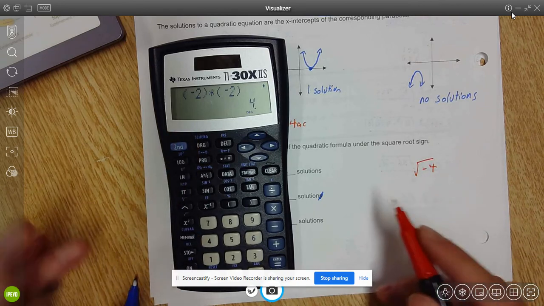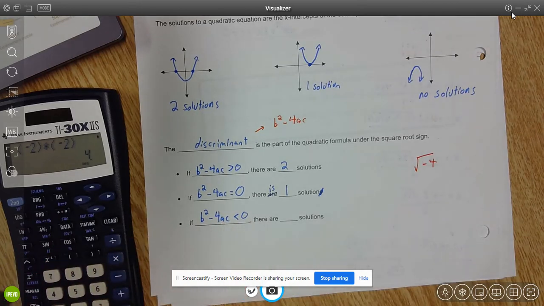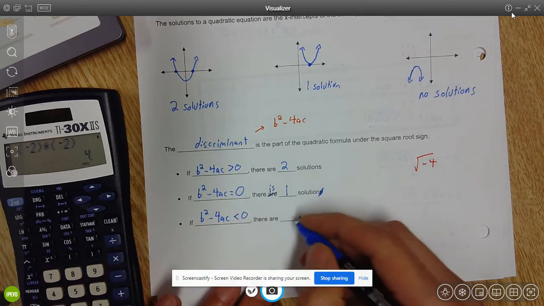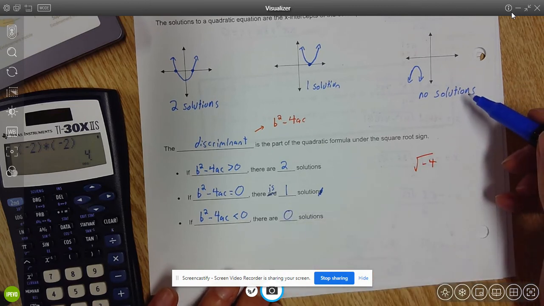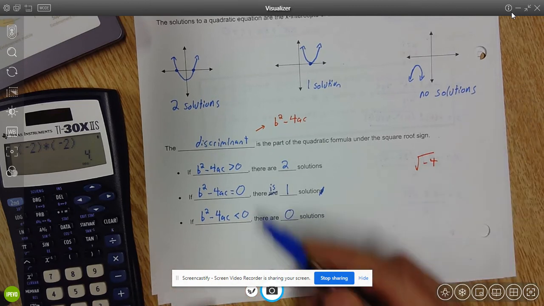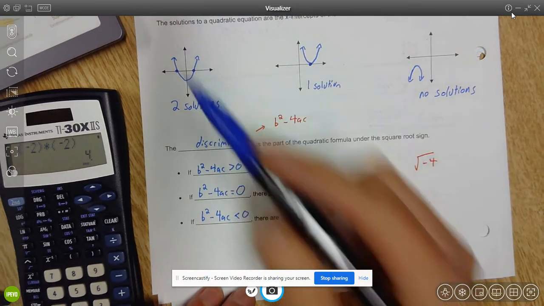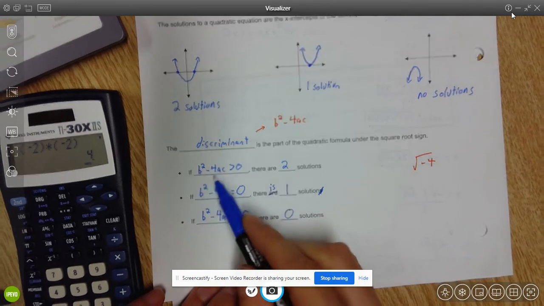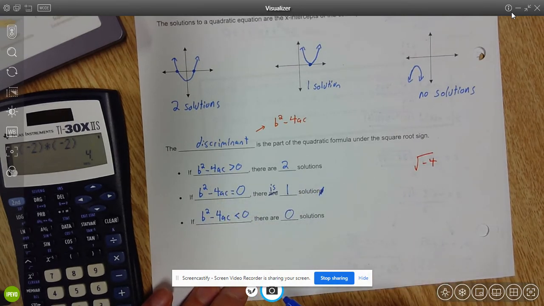So if you ever get a negative under the square root sign, which means a negative discriminant, your calculator is going to give you an error because there are no solutions. There are 0 solutions, which is this third case of parabola with no zeros. So on some of the questions I'm going to make you do today, I won't make you solve the whole quadratic formula. I'm just going to have you check the discriminant, and then you can tell me, are there 2 solutions, 1 solution, or 0 solutions?